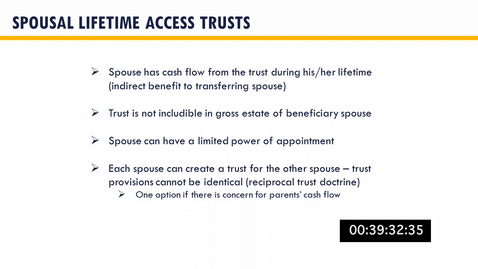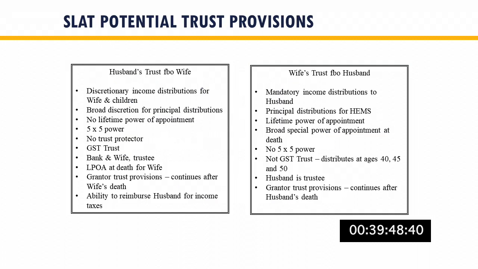You also need to consider divorce, because if divorce happens, then you have a potential of the cash not being available. You can create two trusts, like I said, and here are some sample provisions.